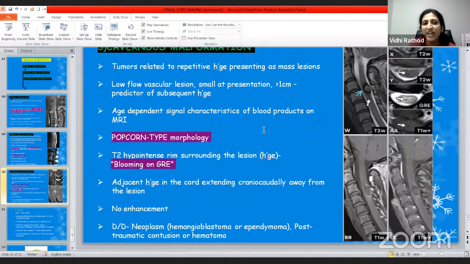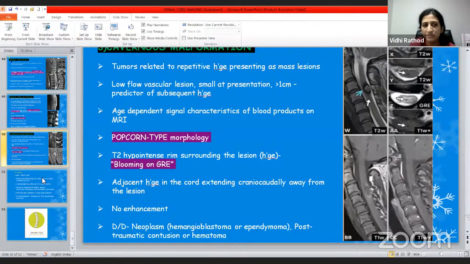Varying ages of blood products are seen, which leads to popcorn type morphology, and that causes blooming on gradient images. One more thing is that we'll see adjacent hemorrhage in the cord extending craniocaudally away from the lesion. And since it is a cavernous malformation, there will be no post-contrast enhancement. The differentials will be neoplasms which have flow voids, hemangioblastoma or ependymoma, or even post-traumatic contusions.